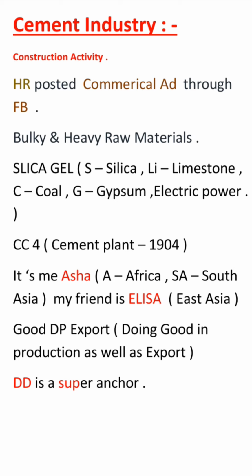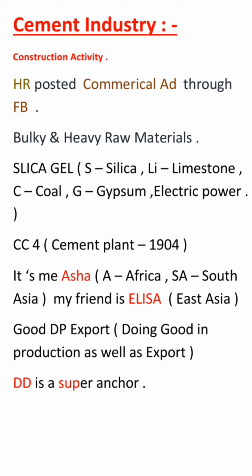Then next one is, it's me Asha, my friend is Elisa. So here Asha, that is A represents Africa, SA, that is SA means H is silent, okay. So SA means South Asia. Elisa, here EA, just you take EA, that is East Asia, okay. Then this industry is doing well in production as well as export.